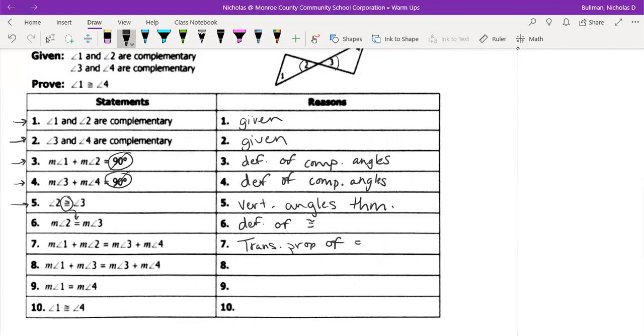All right, so now I've got the measure of angle 1 plus the measure of angle 3 equals the measure of angle 3 plus the measure of angle 4. What's the difference between my previous statement? It's that angle 2 got replaced with angle 3. Well, replace means substitute. So I'll go back to my previous statements. Is there a statement that says these two are equal to each other? Statement 6 tells me that. So in statement 8, this is my substitution property that allows me to do that.